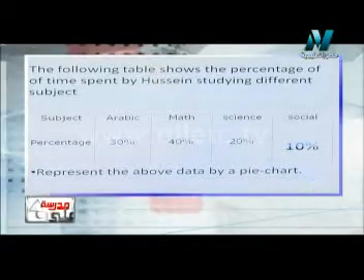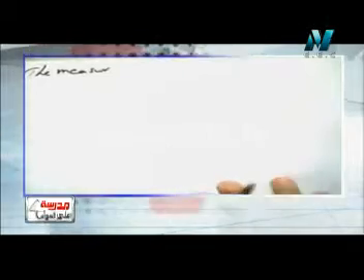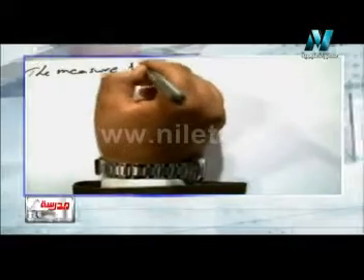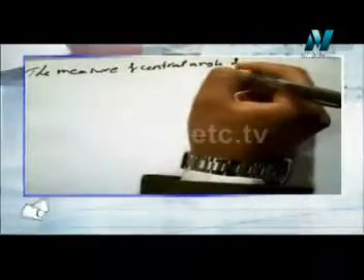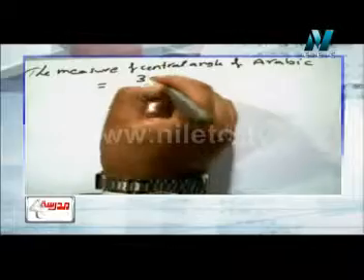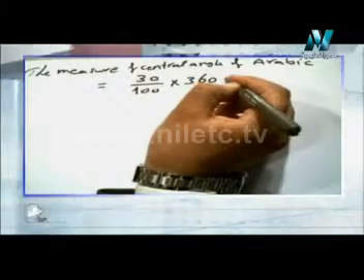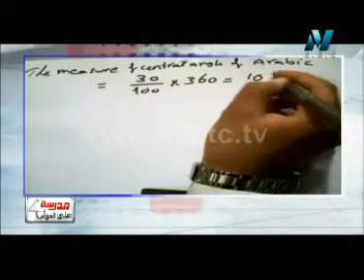Firstly, Arabic. The measure of the central angle of Arabic equals 30 over 100 times 360. The result will be 108 degrees.